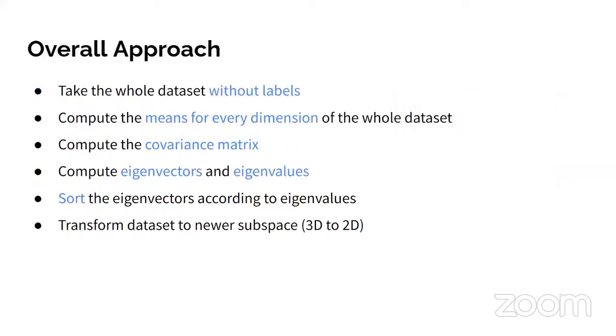Moving on, the overall approach: you have the data set with only features and no labels. The second step is to compute the mean for every dimension of the whole data set. Then I'll compute the covariance matrix, compute eigenvectors and eigenvalues, sort the eigenvectors, and transform the data set to a newer subspace. Don't worry about this. I'll be detailing it step by step.